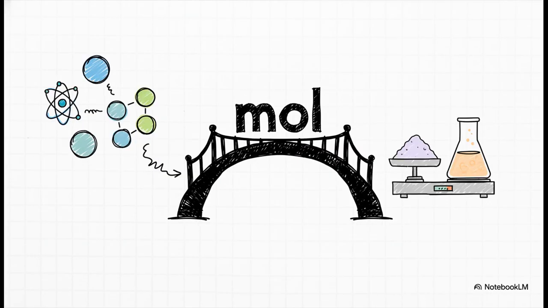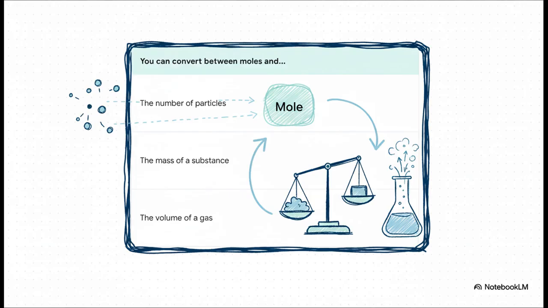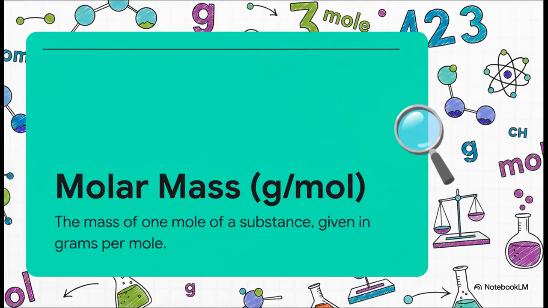Okay, so here's the real magic. The mole is a bridge from the atomic world to ours. It lets us easily jump between the number of particles, their mass, and even gas volume. Molar mass is how we get to mass, and get this, its value is the same as the RAM.